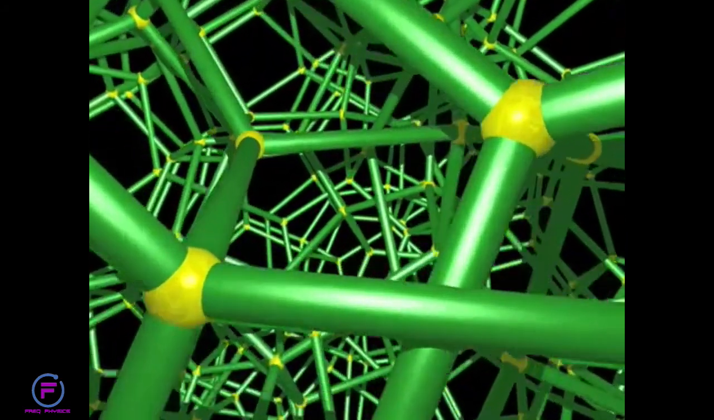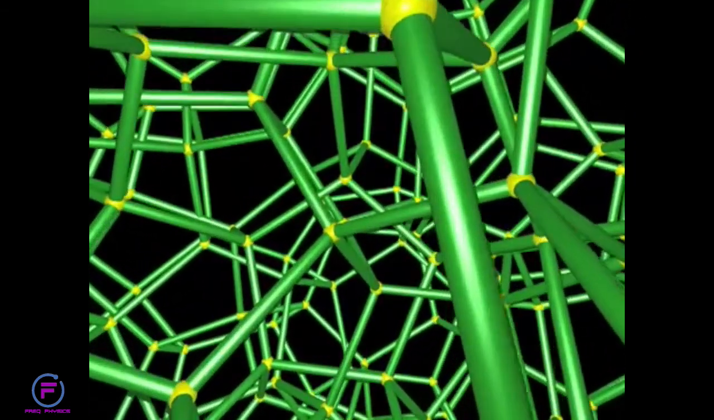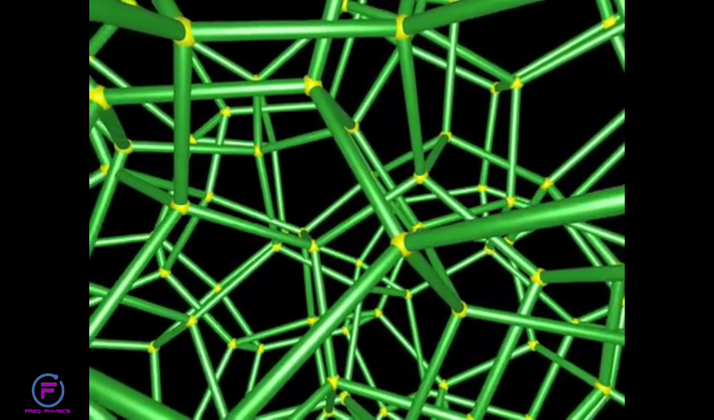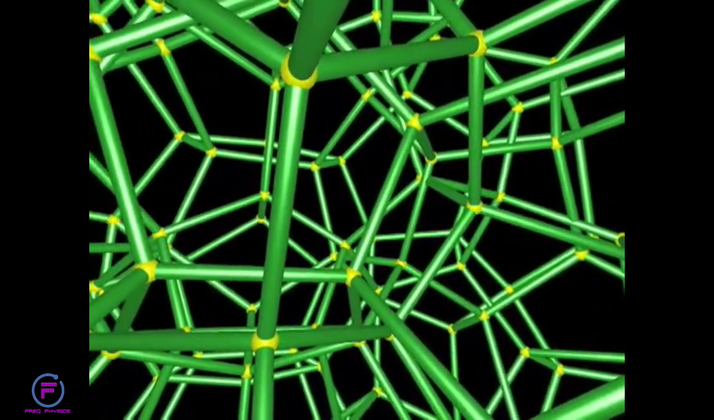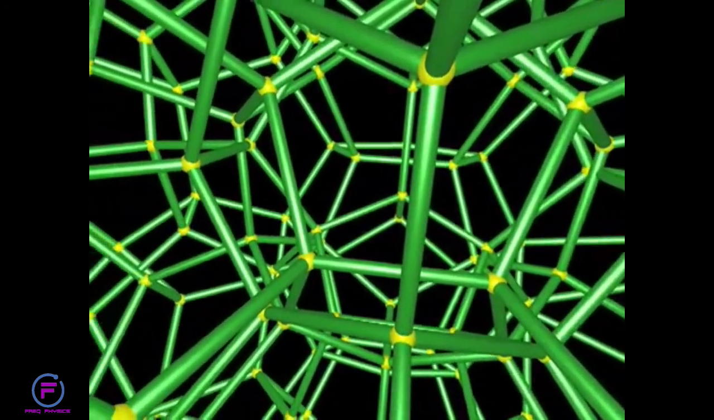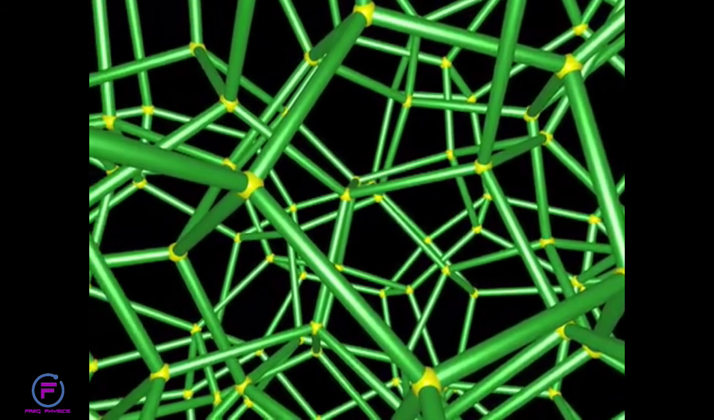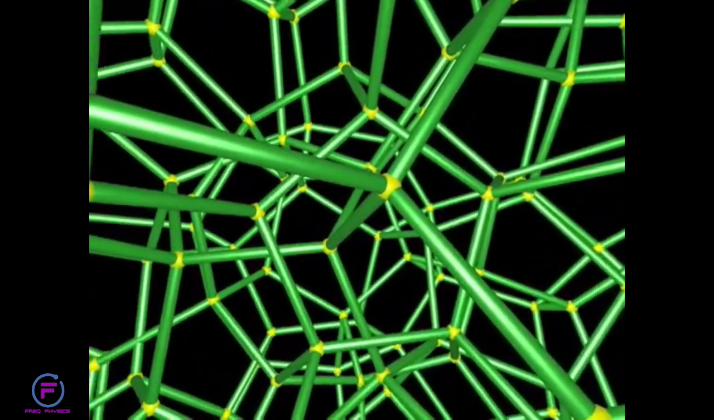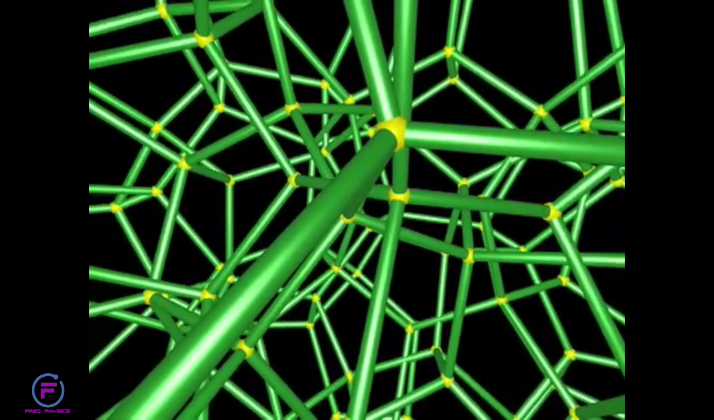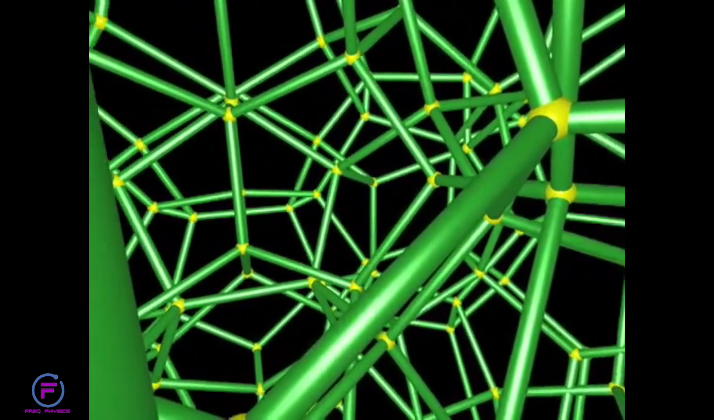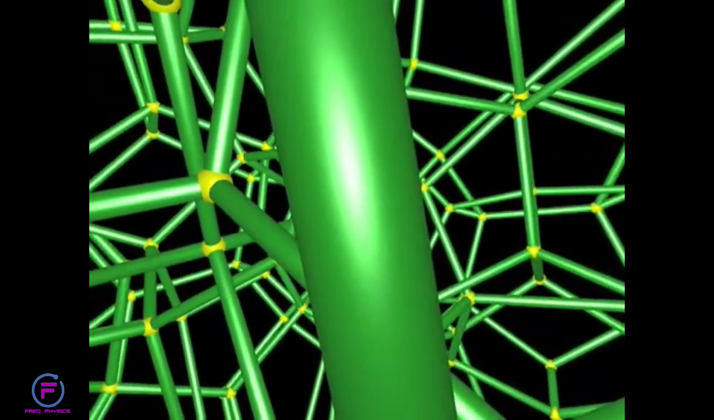Look. 600 vertices. 1,200 edges. Four edges start at each vertex. A completely regular structure. All vertices, all edges play the same role. It's a pity that the projection breaks the symmetry.